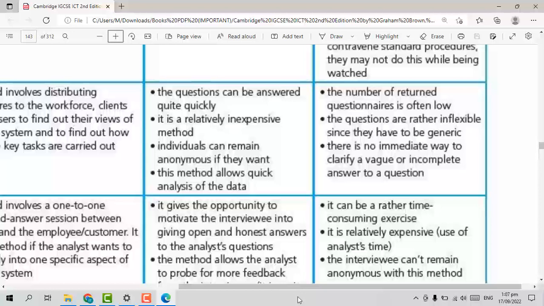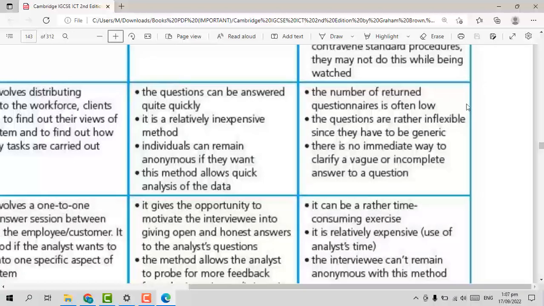Now let's get into the disadvantages. The number of returned questionnaires is often low. That means you can distribute 10,000 pages of questionnaires, and you may only get 1,000 back, right? That's one disadvantage. Not everyone has the time to fill in questions about a restaurant or a hospital that they go to, right? Number two, the questions are rather inflexible since they have to be generic.